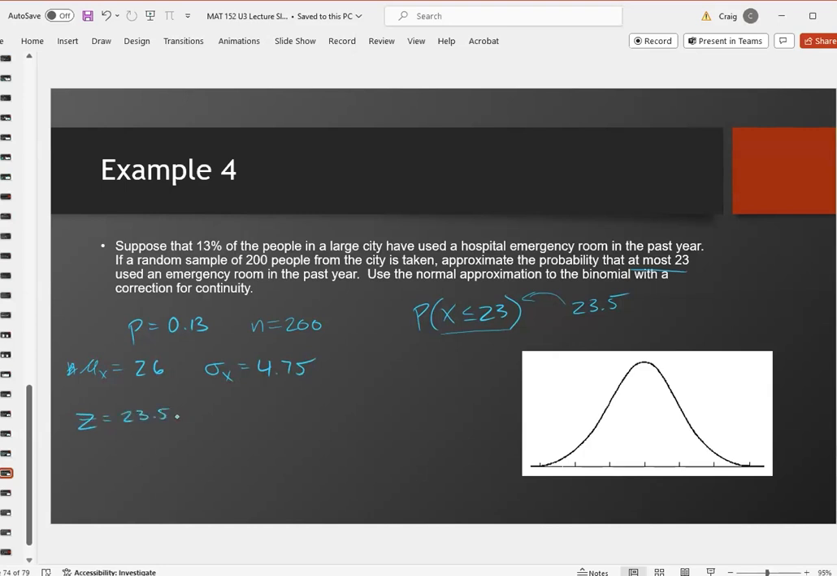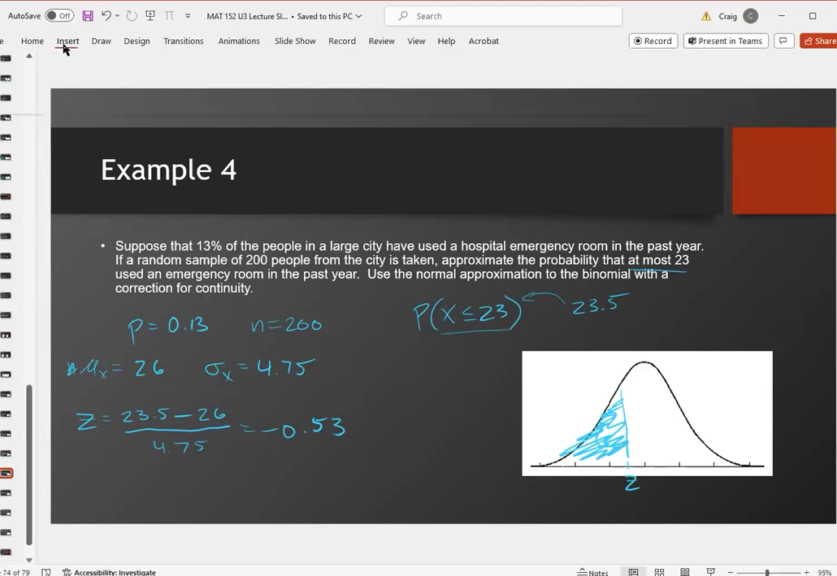And now we can calculate z: 23.5 minus 26 divided by 4.75. Whoops. Negative 0.53, and I looked at it twice this time. That puts the z value about right here. And so this is the area that we're looking for, everything less than that.